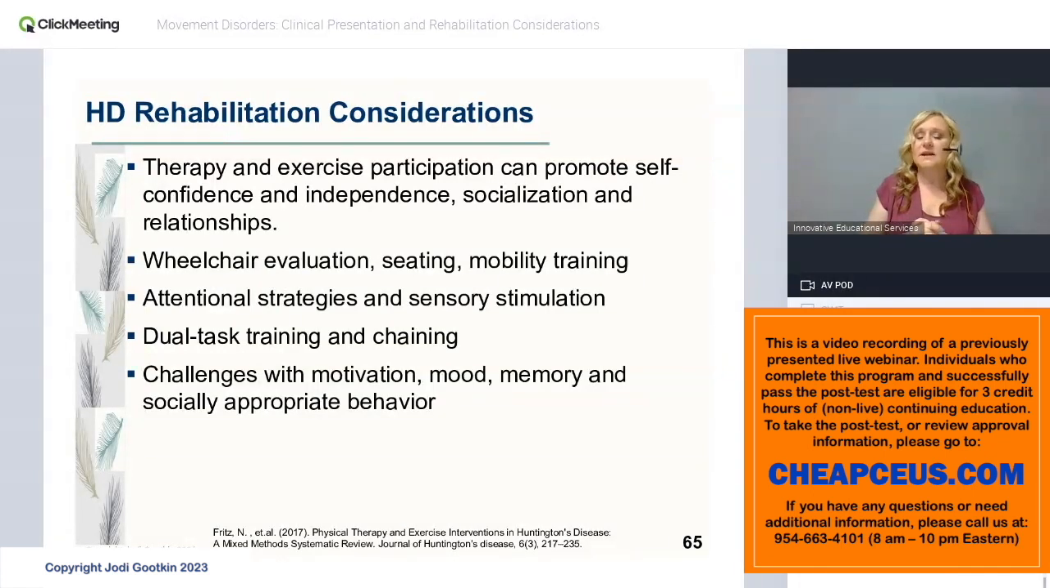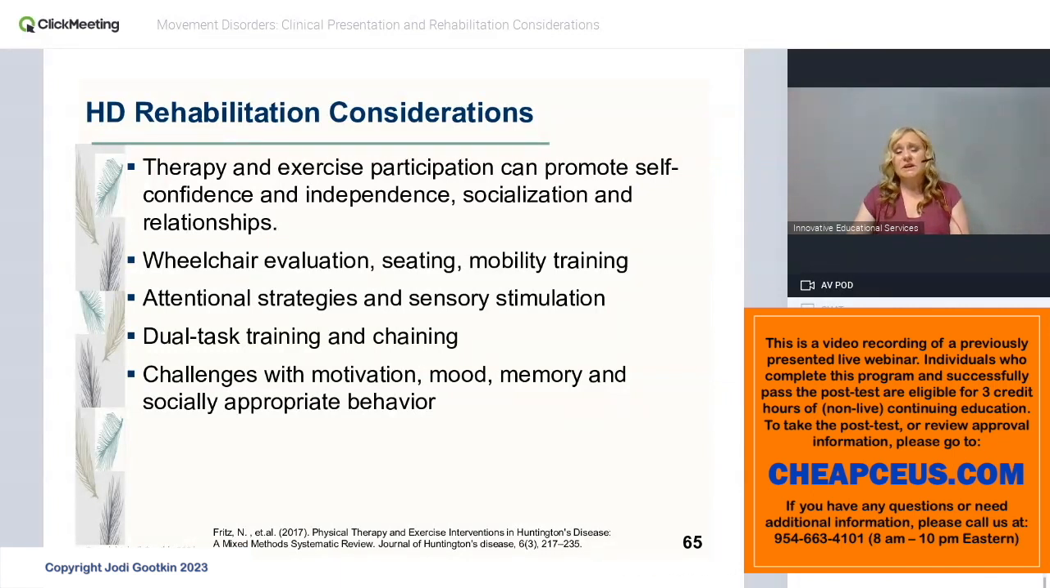They are finding significant improvements in endurance, with VO2 max improved and 6-minute walk test improved. With resistance and aerobic training, their Parkinson's disease rating scale numbers were also improved, as well as body composition and mental health. So there seems to be a lot of benefits to different types of exercise for individuals with Huntington's disease.